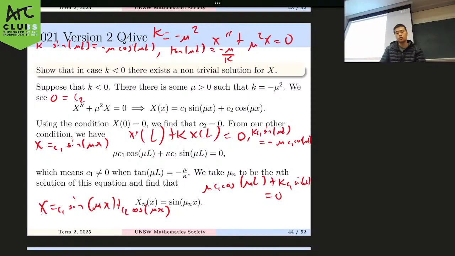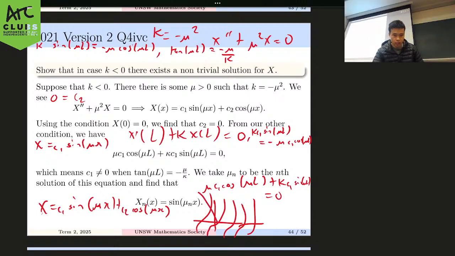There actually are solutions. If you think about it and graph this, it looks like this. The tans look like that, there are infinitely many of them. But then the negative mu on k is a linear line, with a negative gradient. So what you'll see is, obviously I'm limited by my finite space here, but there are an infinite number of solutions that will make the line intersect with the tan graph.